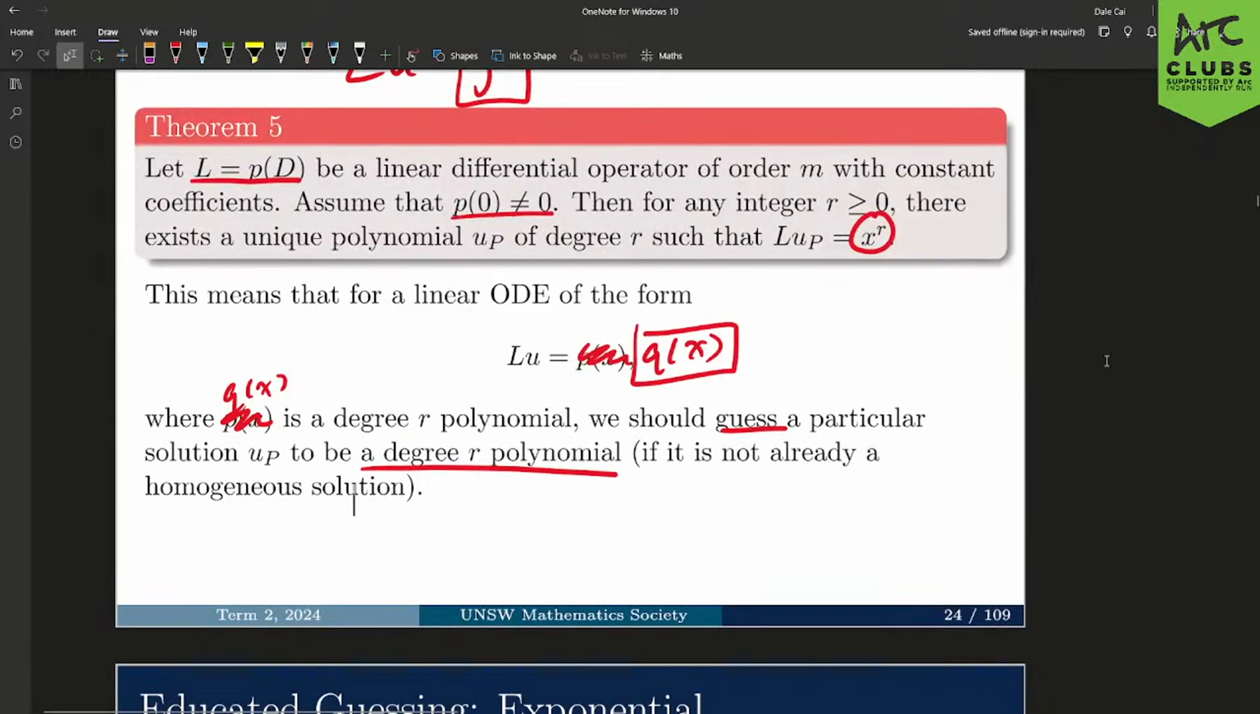Okay, and an edge case that we always kind of need to check for is this only works if it's not already a homogeneous solution. Because obviously if it's a homogeneous solution, then the right hand side will be 0 instead of the q of x.